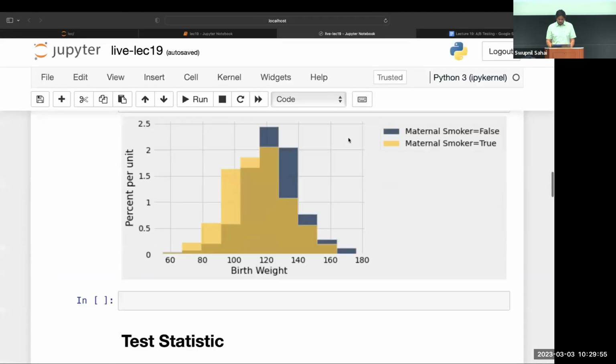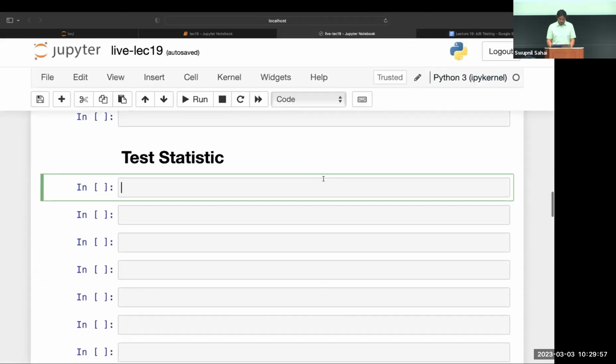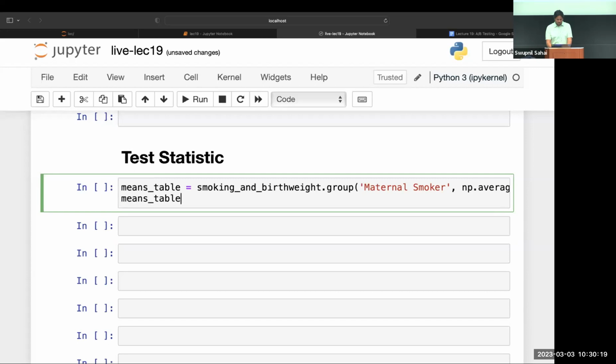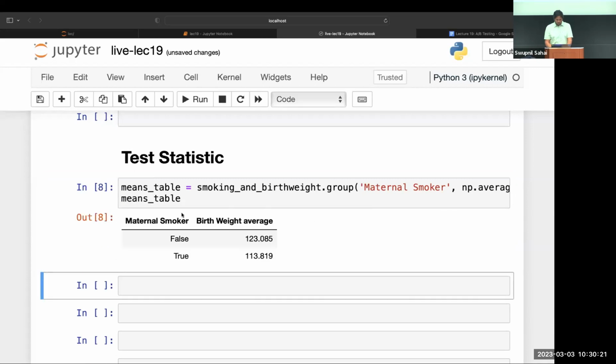All right, so let's go ahead and actually calculate the observed test statistic in this case. We can use the mean function to do this, or sorry, np.average. We can do smoking and birth weight, so that's the table that has just those two columns in it. We're going to do a group again on maternal smoker, but I don't want to see the counts. I want to see the averages of the two values. Let's get the averages and see what they are. We've now summarized each of these two into one number.